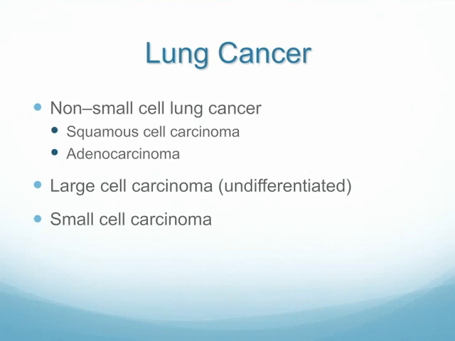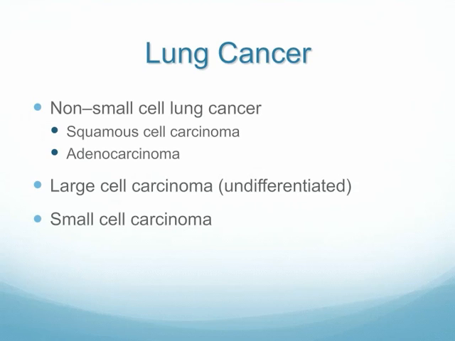Lung cancer is going to be divided out into three main categories: non-small cell lung cancer, and this includes squamous cell carcinoma and adenocarcinomas, large cell carcinoma, which is an undifferentiated kind of cancer, and then a small cell carcinoma. So we have three major categories here, with the subdivision of the squamous cell carcinoma and adenocarcinomas under the non-small cell.